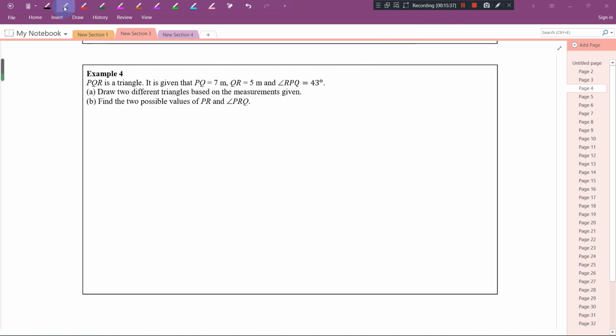Okay, now the question tells you to draw two different triangles. Definitely this is an ambiguous case, right? It means that by using this given information, we can actually draw two triangles which are different. They have the same given information, but look different. I don't have a ruler, so I just simply sketch for you. One of them is an acute angle triangle, and another one will be an obtuse angle triangle.